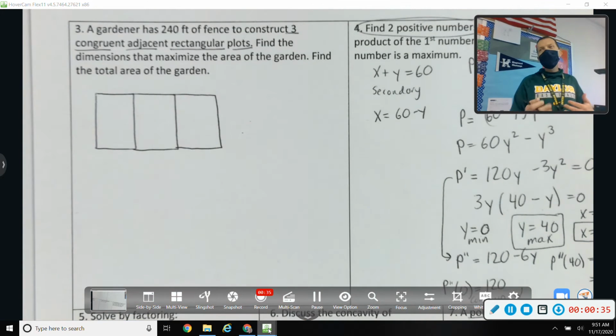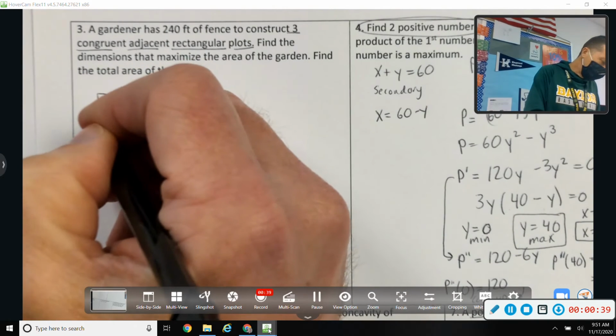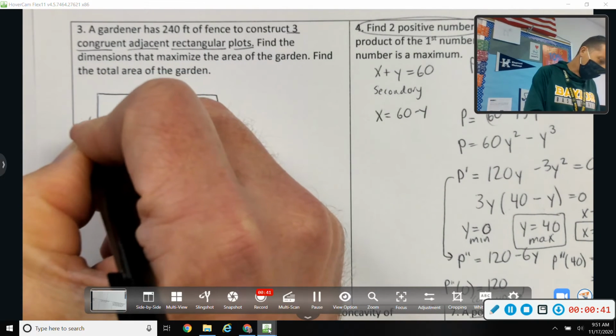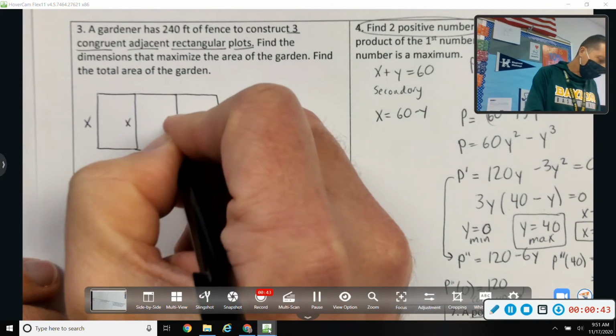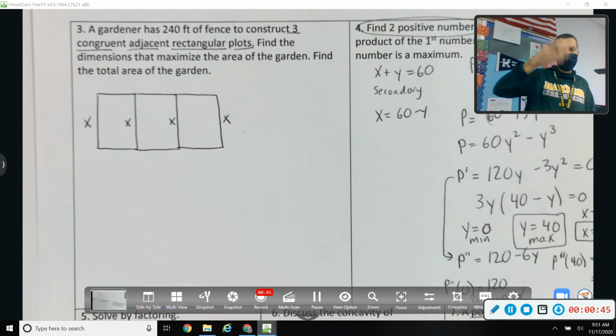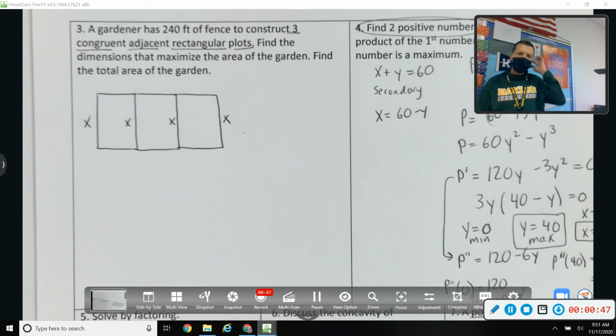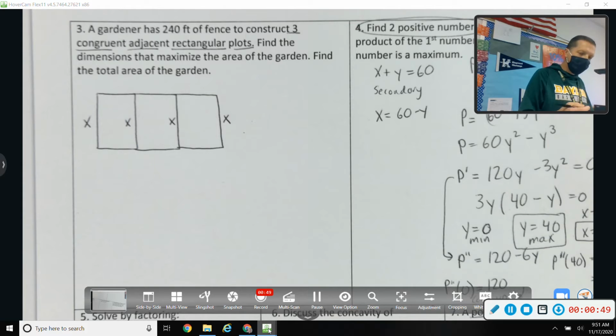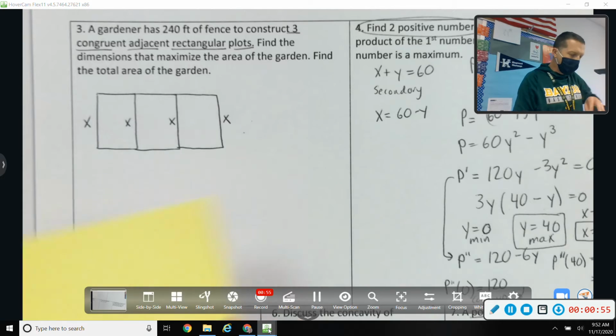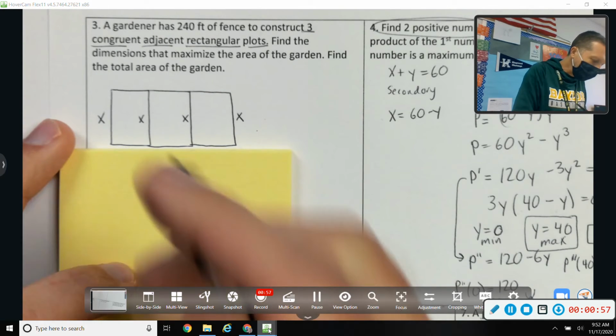And then how we label them may be different, so I'm going to pick a labeling system, and you can have a different one, and that's okay. I'm going to call all those cross fences X's. And then here's where people do things very differently, and it's completely okay. You can call all of that distance Y if you want to.